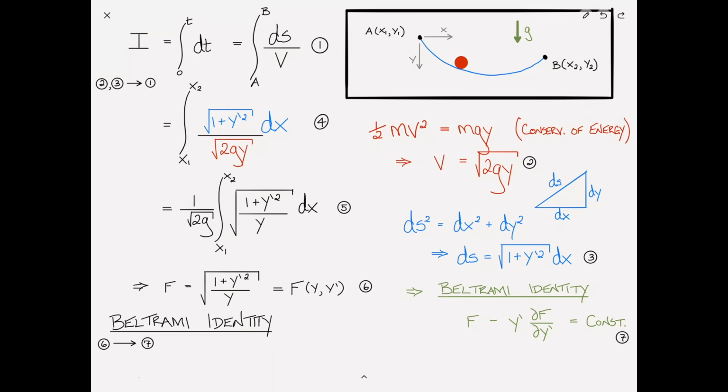So all I need to do now is substitute equation 6 into equation 7, and this gives me f, which is just square root of 1 plus y prime squared divided by y, minus y prime, times partial f partial y prime. Well, we can take the 1 over root y out, since that's constant with respect to y prime, and then we get 1/2 times 1 plus y prime squared to the power of minus 1/2. And then we need to take the derivative of the inside, and that gives us just 2y prime. And that's equal to a constant, which we'll call c, equation 8.